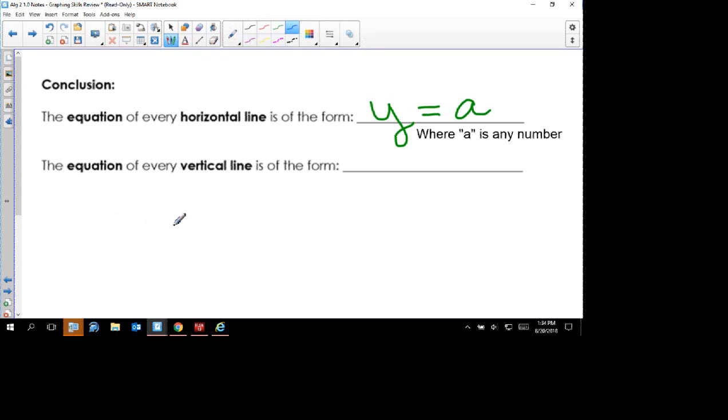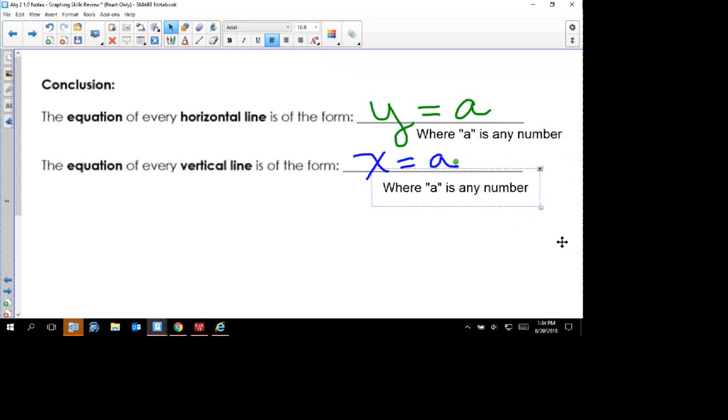And then the second part, the equation of every vertical line. In the vertical line, what was the same every time? The x's were the same, so we're going to write x equals A, where A is any number. So if you have something like x equals 4, it's going to be a vertical line. y equals 10, horizontal line.